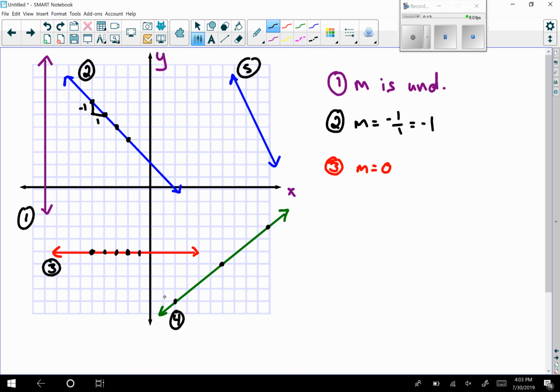All right, so here I can count up 1, 2, 3. So we have a rise that is 3, and then over 1, 2, 3, 4. So number 4, we have a slope that's +3/4.